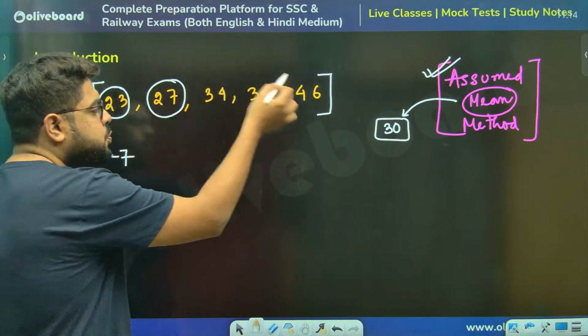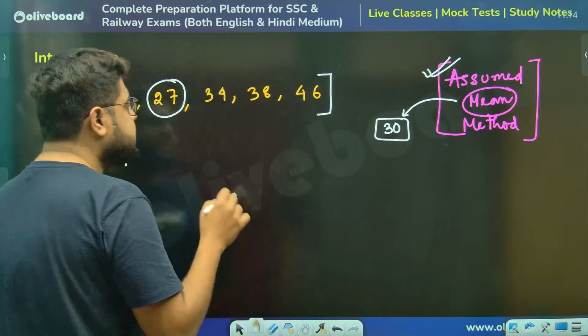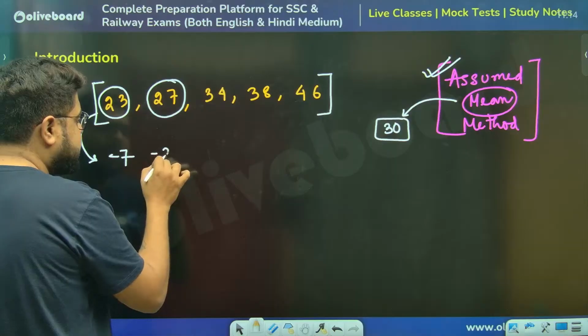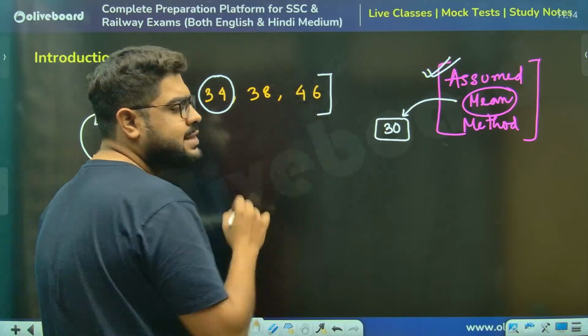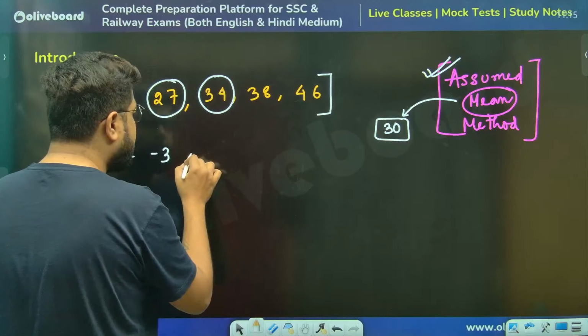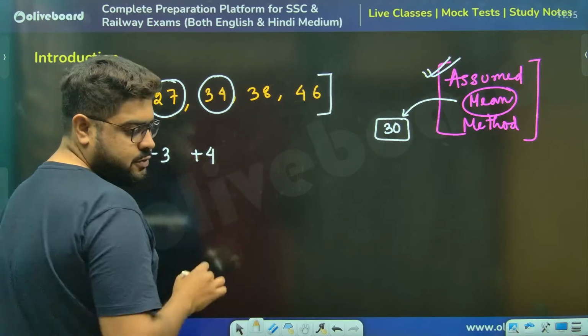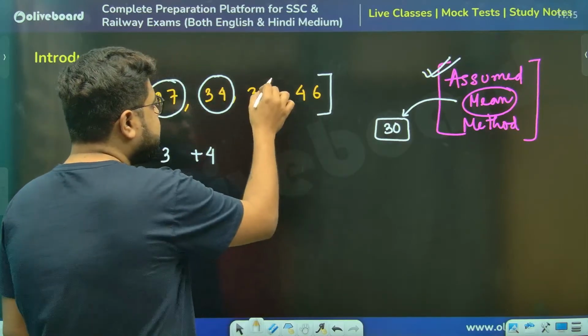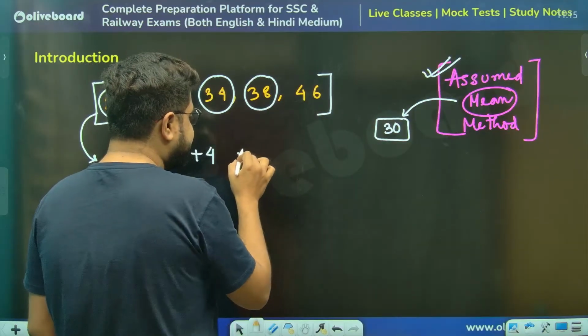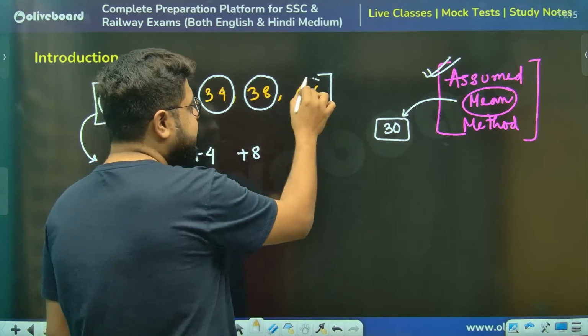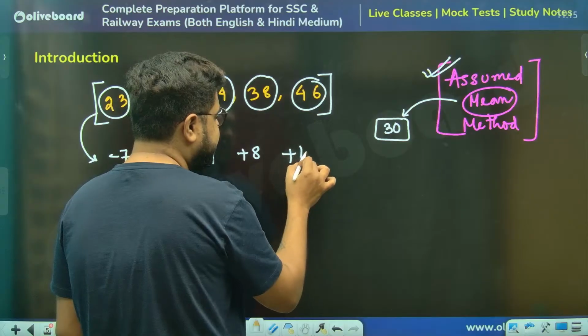27 is how much more or how much less than 30? So it is 3 less. So again minus 3. 34 is how much more or how much less than 30, sir? So it is 4 more. More means, sir, plus 4. So 38 is how much more or how much less than 30? So plus 8. 8 more. 46, same thing, sir, plus 16.